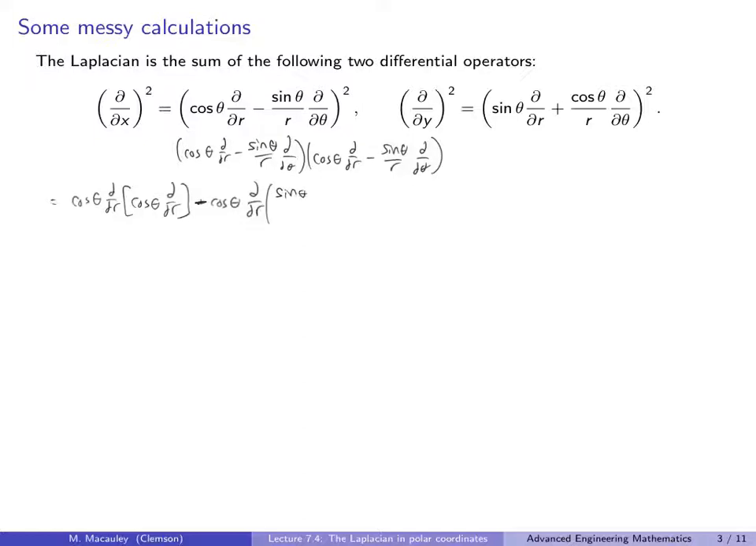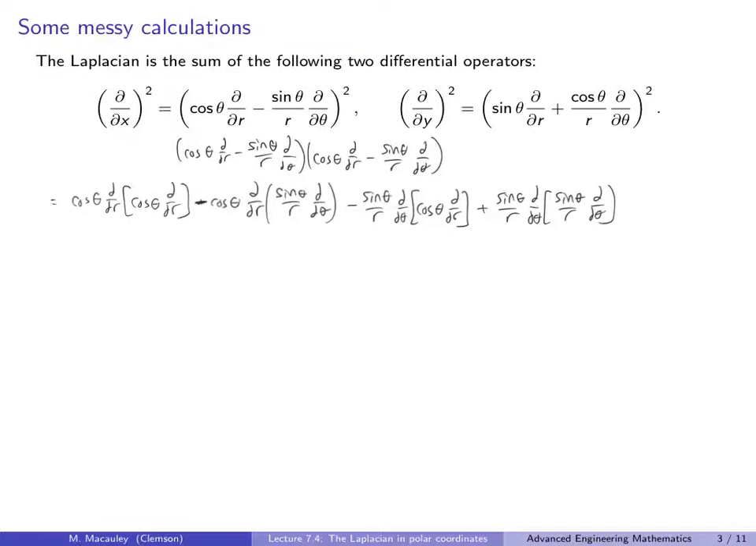So sine of theta over r times d theta. And now what's next is this term times that term. So this is minus sine of theta over r times d theta times cosine of theta d dr. And finally, the last one is the product of the last two terms. So that's minus and minus, so that's plus sine of theta over r d theta times sine of theta over r times d theta. Okay, so how do we simplify these?